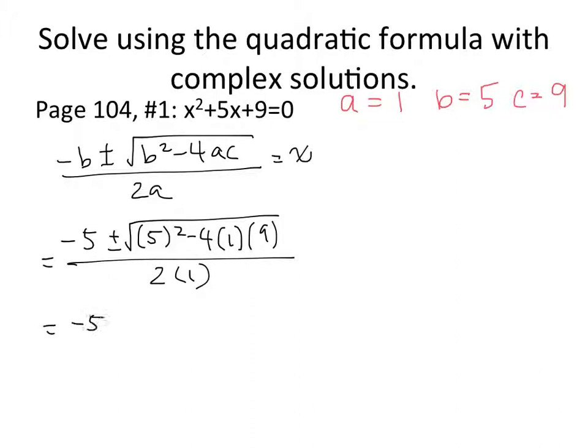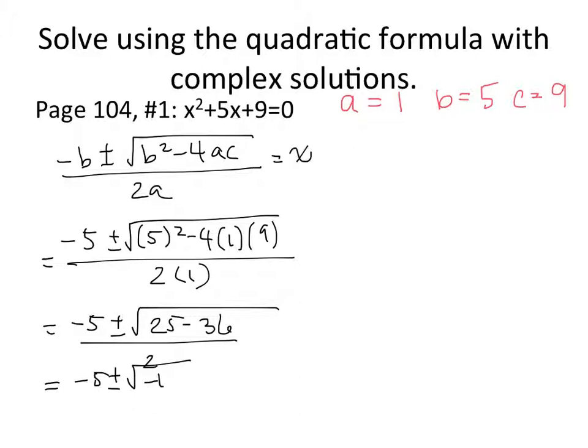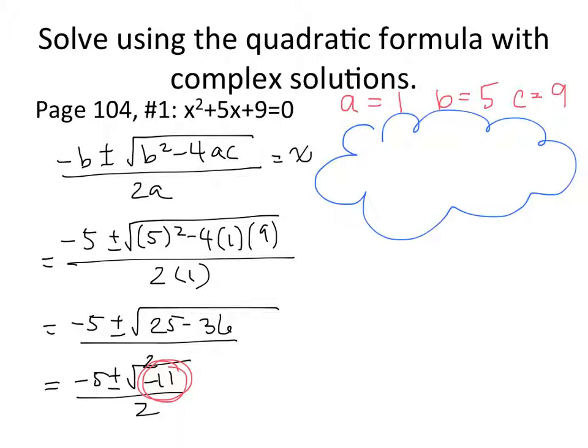Simplifying, we get negative 5 plus or minus the square root of 25 minus 36 all over 2. So now that's going to be the same as negative 5 plus or minus the square root of negative 11 all over 2. Here's where we run into trouble. There's that negative 11 in our radical. So in order to deal with this, we're going to use what's called an imaginary number.